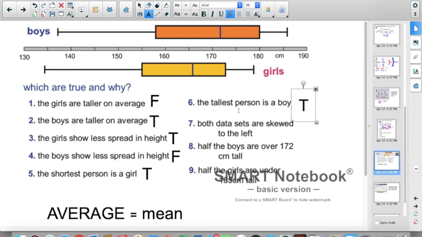So the tallest person is a boy. Oh, we got that. Both data sets are skewed left. So again, is my tail longer on the left for both sides? Definitely is. These are both skewed left. That's true.